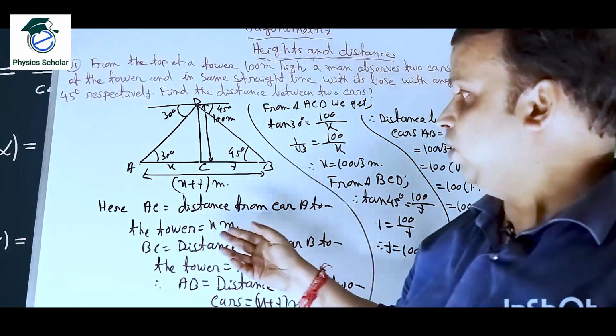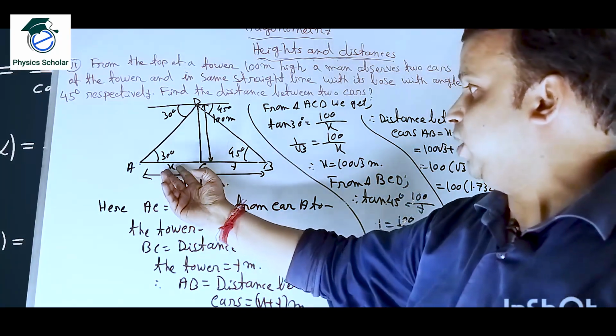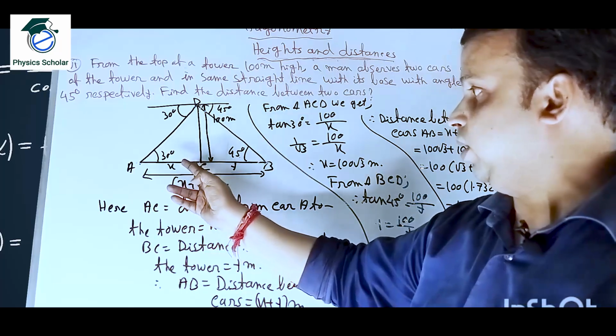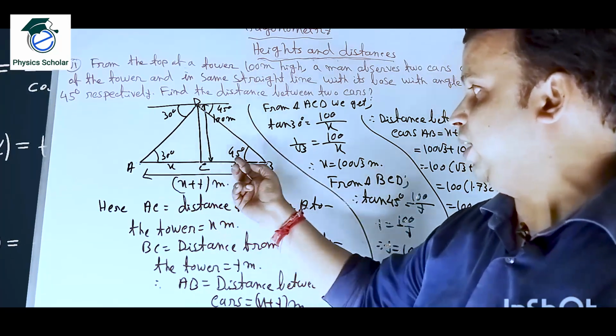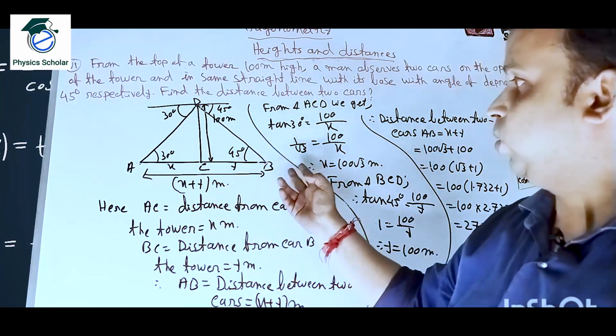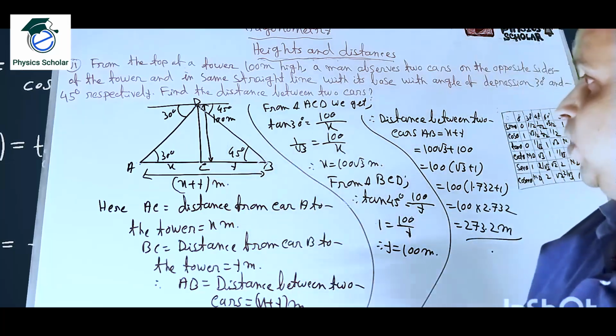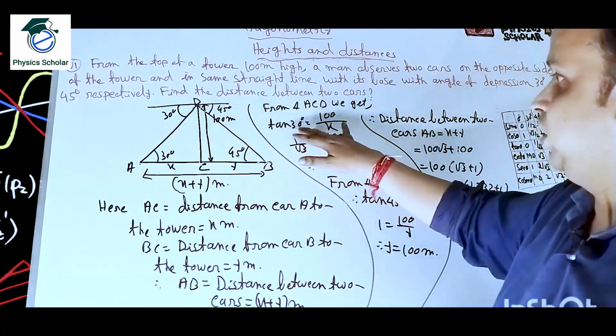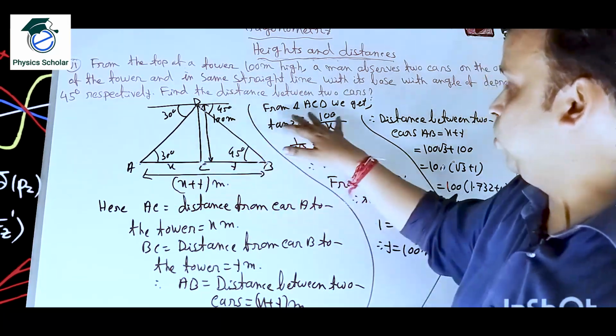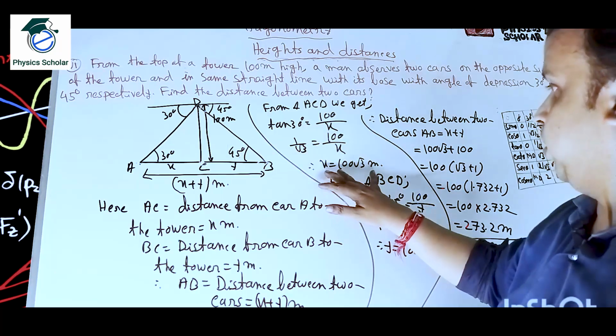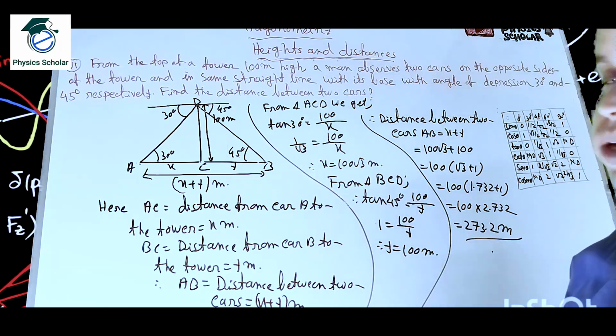So now, the distance of the car from the tower, BD, is x, and the distance of the other car is y. So the total distance between the cars will be x plus y. From this triangle, tan 30 degrees is equal to perpendicular by base. So 100 by x, so from here the value of x will be 100 root 3 meters.